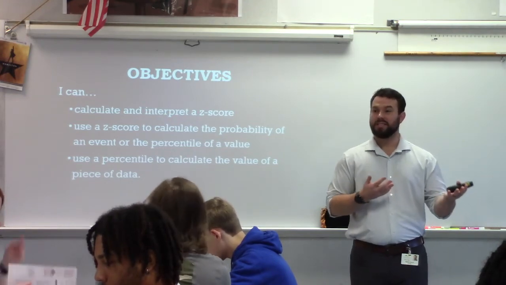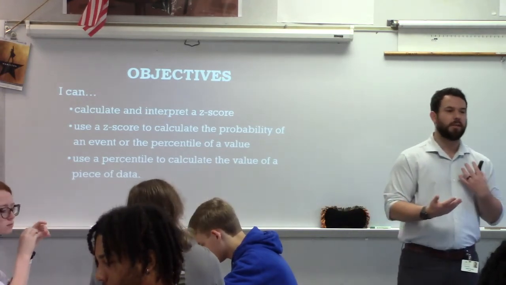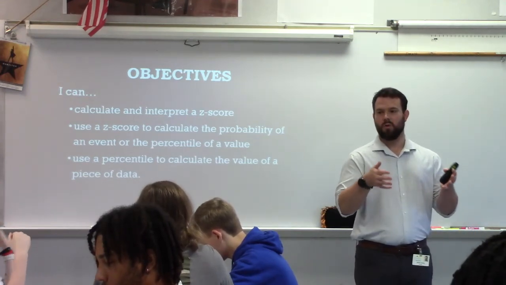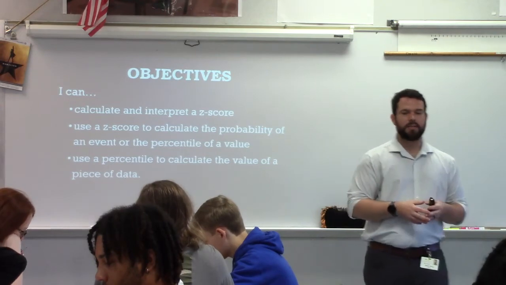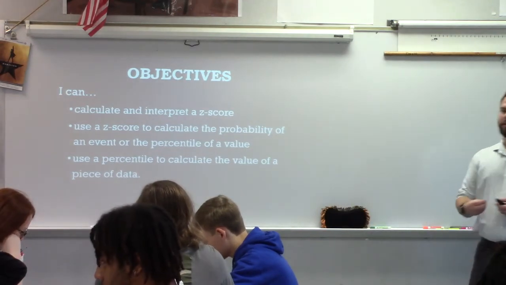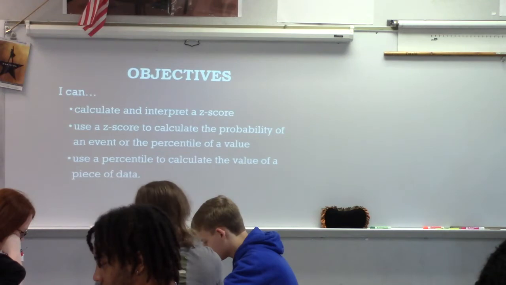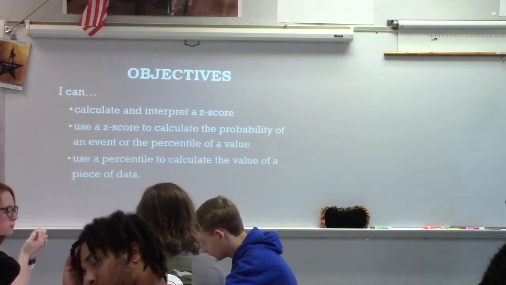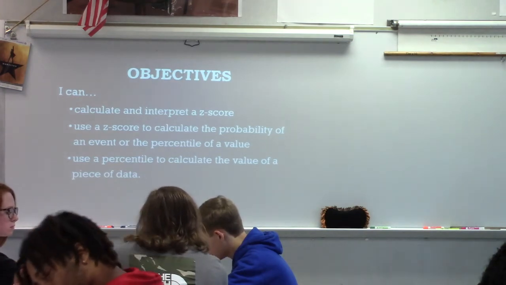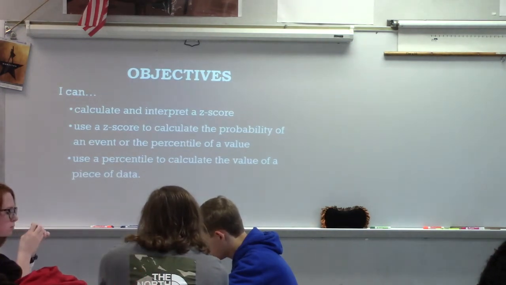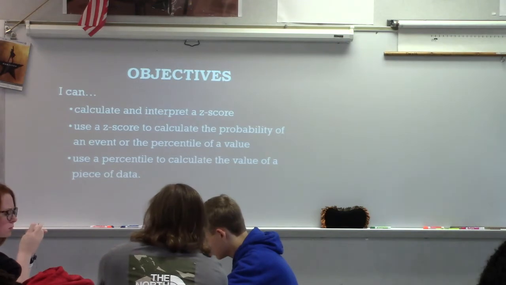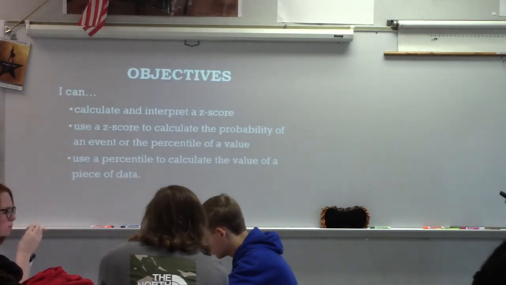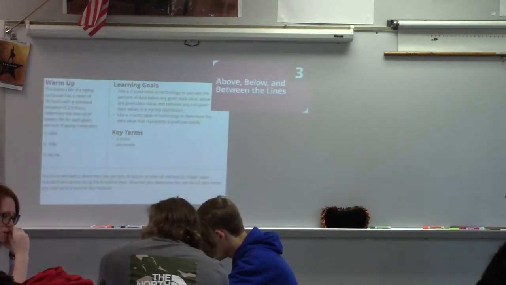Okay, so notice this ties in exactly to what we've been studying, except the empirical rule can only work with integer values, right? 1, 2, and 3, whereas the z-scores will work with even quarters of a standard deviation and even less than that. So we're going to get into z-scores calculating probability of events or the percentile of a value. And we're going to use percentiles to calculate the value of a data value, a piece of data. Woo, words guys, they're important.